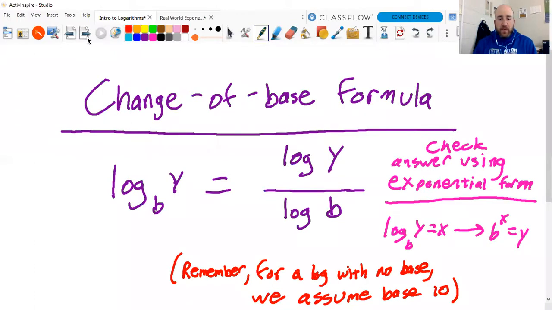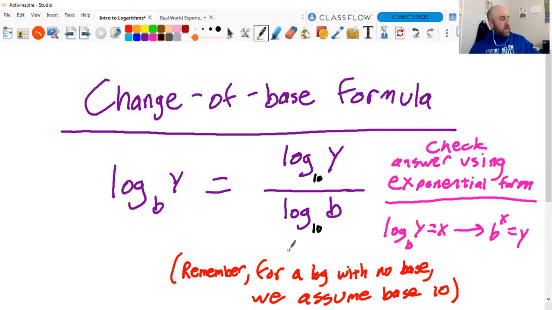All right, change of base formula. Log base b of y, we're still operating with that, is equal to log of y over log of b. Down there in the red, remember, for a log with no base, we assume base 10. So again, I'd rather you try to get used to operating without having to write the 10 down there, but if you need to write the 10 down there for now, that's fine.